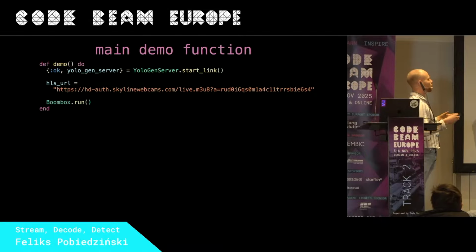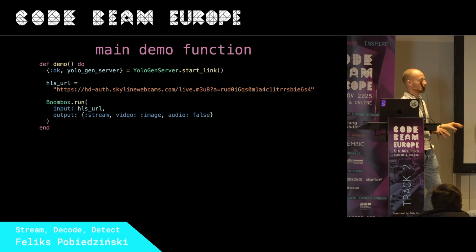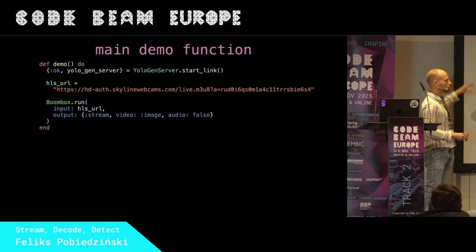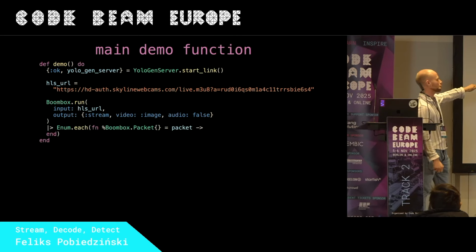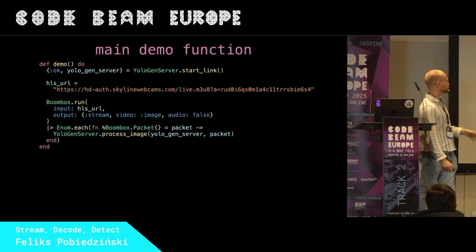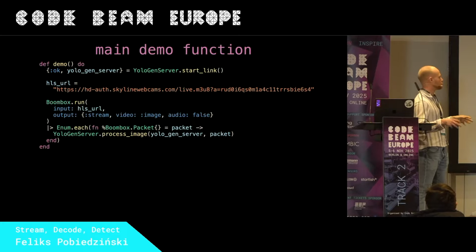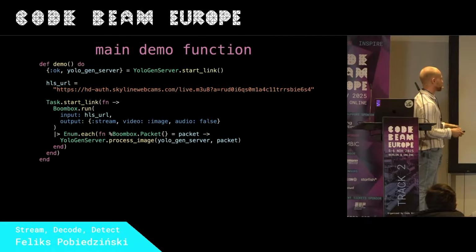And okay, so I will start the first Boombox. I will set its input to the HLS address, and I will set its output to a stream tuple, because I want to get from this Boombox an Elixir stream containing raw video frames. And I will iterate over the stream and send each frame to the YOLO GenServer. And because Enum each will last as long as the stream flows through Boombox, I will wrap this piece of code with Task start link.